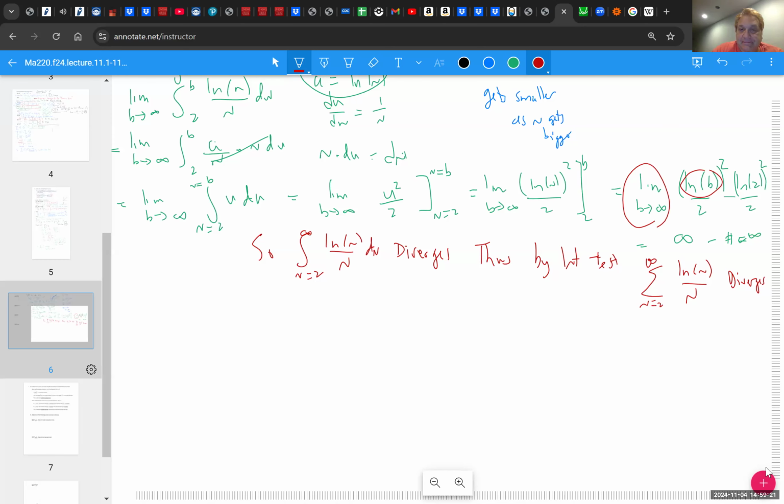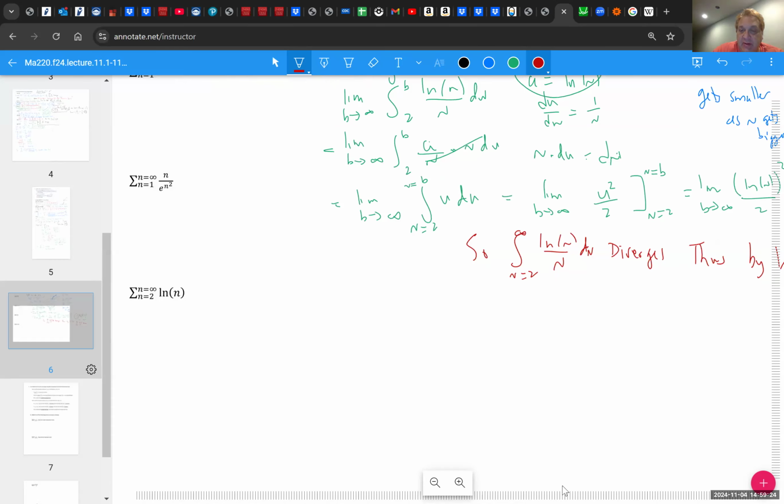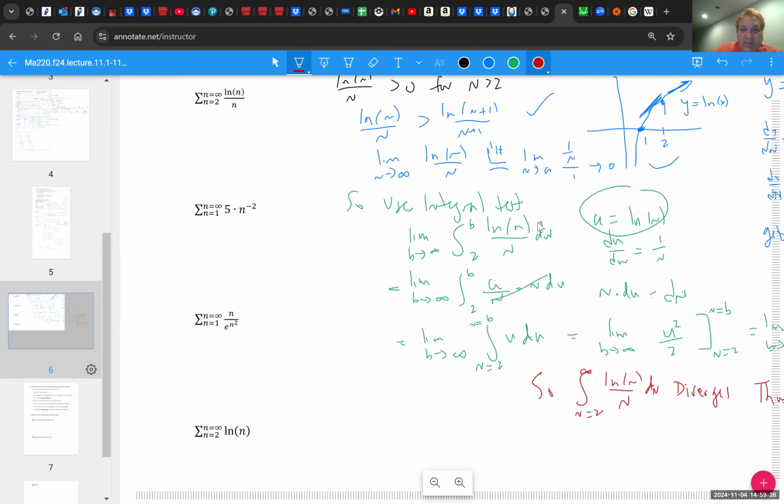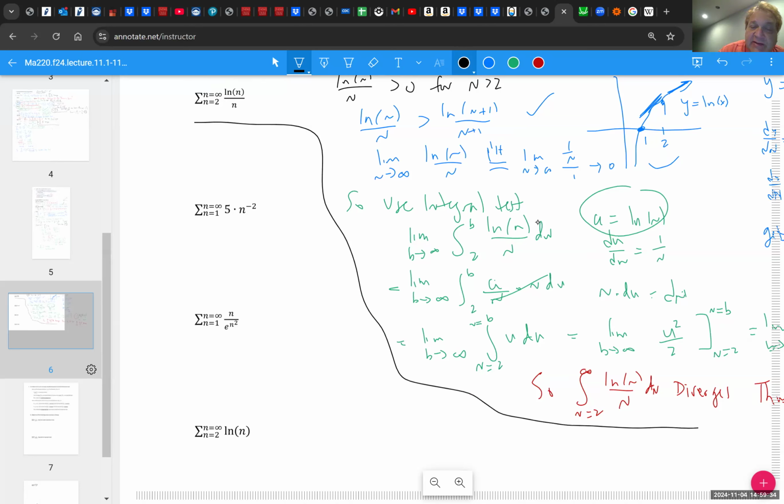Okay. Couple more examples. Not making good use of space, but that's me. So all of this is that first one up there. 5 times n to the negative 2. That's the next one I'm going to be doing right here. So for that one, I'm going to remind you that we can use algebra to simplify things.